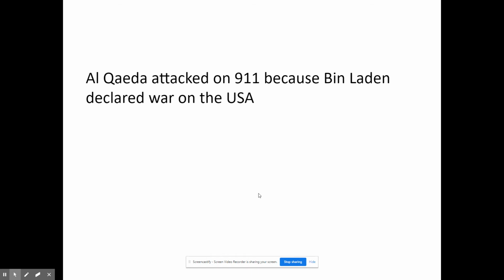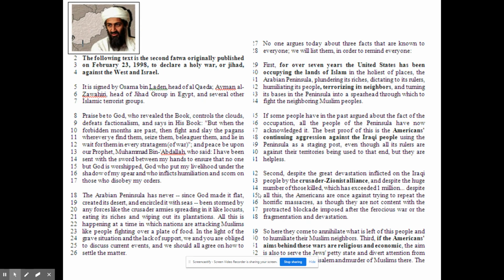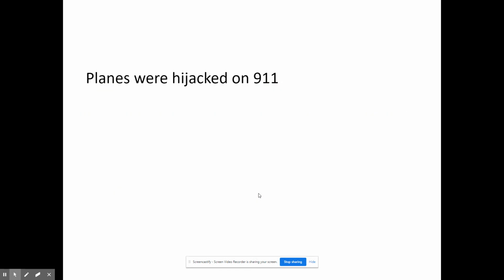Al Qaeda attacked on 9/11 because bin Laden declared war on the US. That seems to be a fact if you're looking at his fatwa or his declaration of war. Planes were hijacked on 9/11. This seems to be a fact. There is no bias in it. If we're looking at the motives and some of the other things, that is where we get into a gray area of debate.